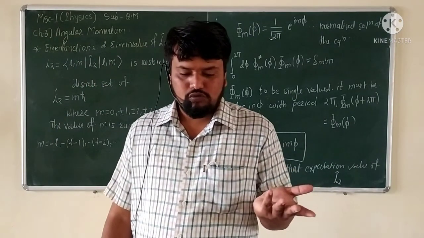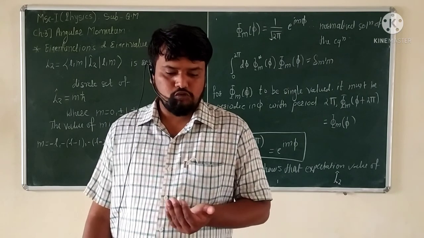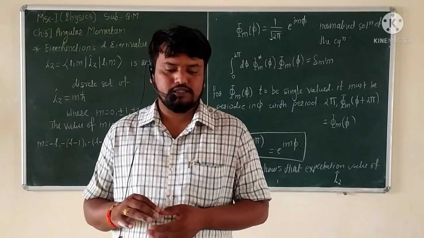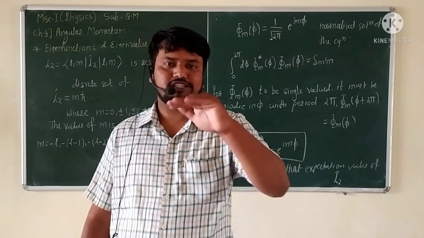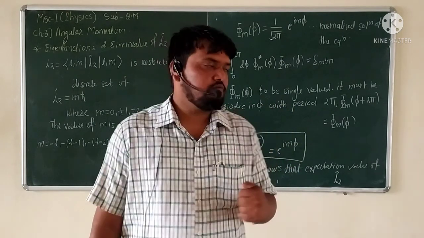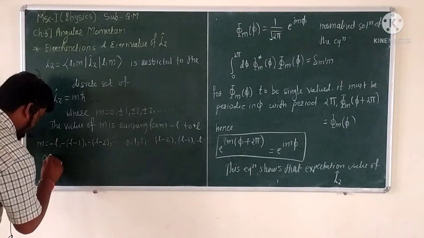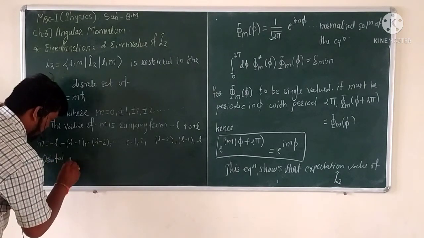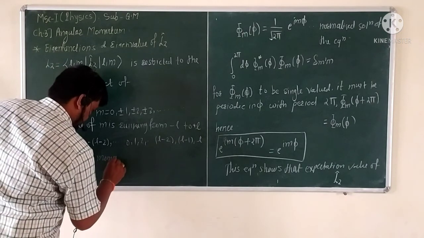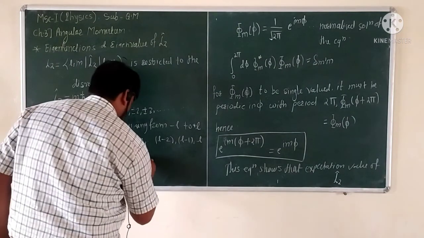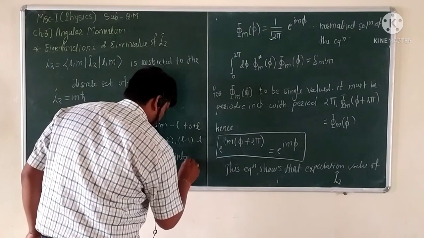Hence the quantum numbers must also be integer values, and this is expected since the orbital angular momentum must have integer values. So the conclusion is that orbital angular momentum must have integer value.